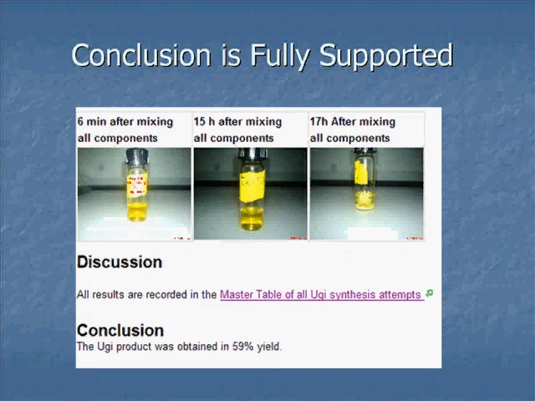So finally, and we're still on that same page that I started at the beginning of my talk, we have the conclusion. This Ugi product was obtained in 59% yield. The nice thing about this is that you don't have to trust me, you don't have to trust my students. You can go to the raw data, you can analyze the NMRs, you can look at the log, you can see if we made a mistake, and so this is really, I think, how science can be done more efficiently. If we had access to each other's lab notebooks, I think that we would spend a lot less time repeating stuff that shouldn't be repeated.